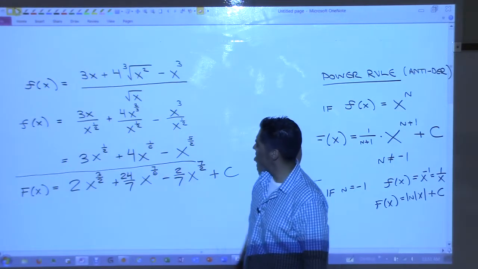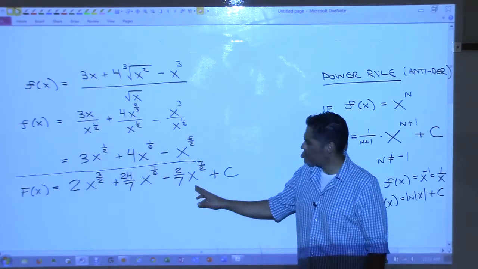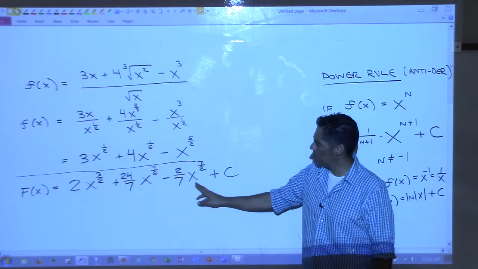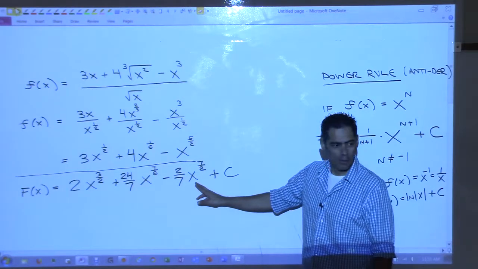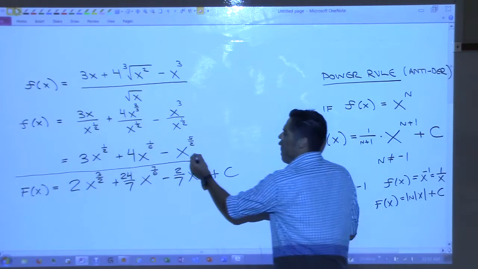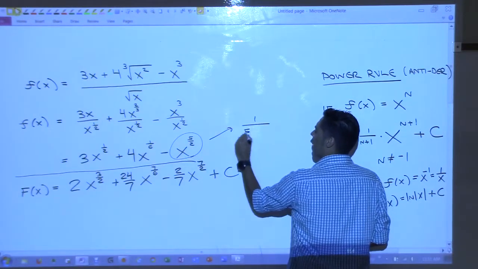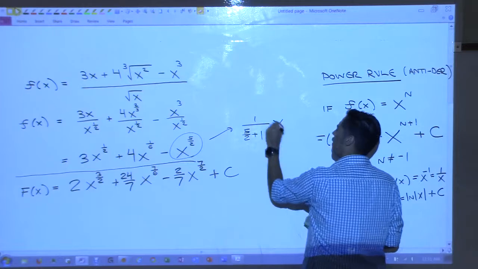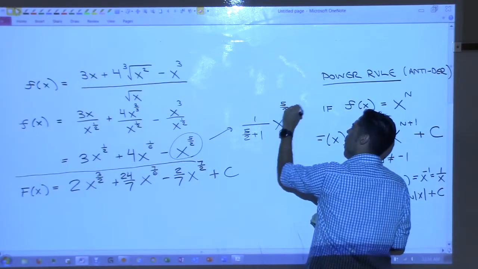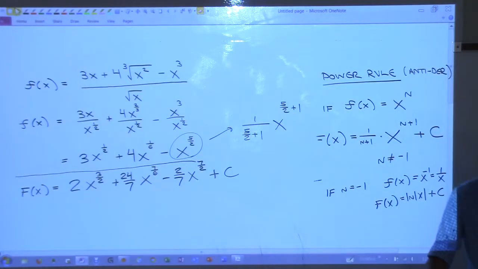That last term should be 10 sevenths. No, we had 2 sevenths, because it should be like the denominator. So doing this right here, the antiderivative of the power rule is 1 over n plus 1 times x to the n plus 1. That's all right.